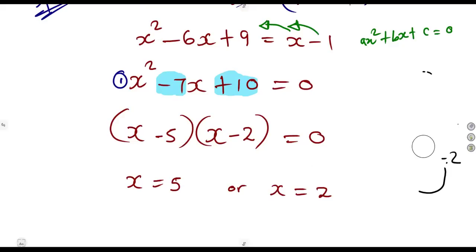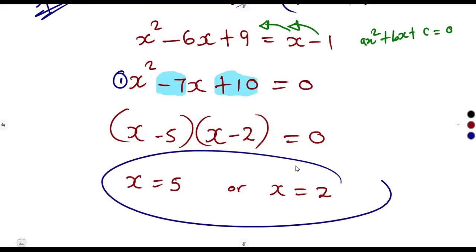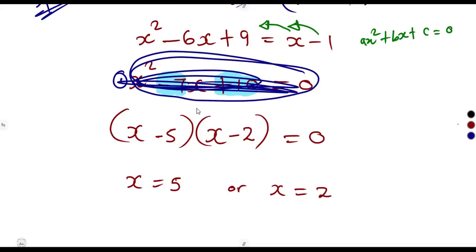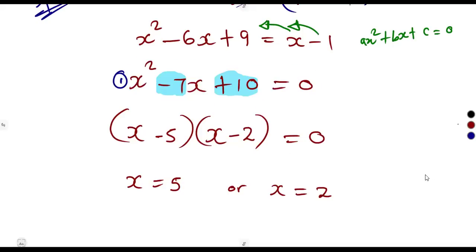So I want you to solve whichever way you understand. This is what you're going to have as your x values. But remember, these are the x values of what? The quadratic equation, this one that we solved here. It gives us two possible values. It's a quadratic. That's the nature of this equation. It has two possible values.